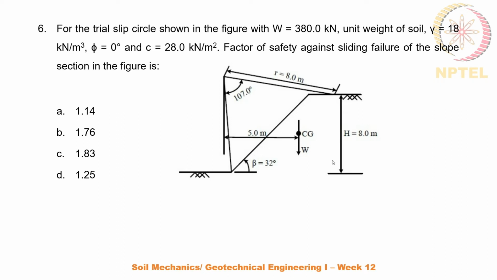Again, for the same trial slip circle with weight of soil wedge 380 kilonewton, unit weight of soil 18 kilonewton per meter cube, phi 0 degrees and cohesion 28 kilonewton per meter square, we are asked to determine factor of safety against sliding failure of the slope section in the figure. So already we have determined restoring moment and the sliding moment. Both cause and reaction we have already determined. Here we are asked to determine the factor of safety against sliding failure.